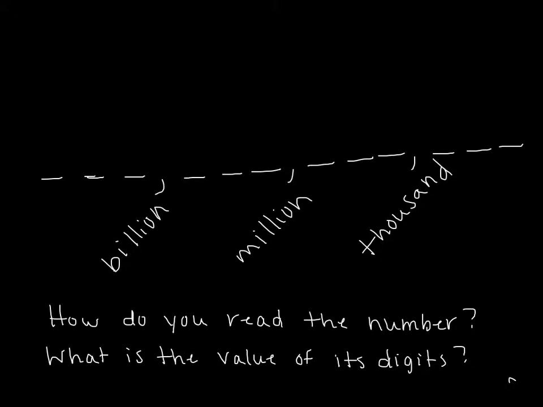So here is my first number. I'm going to put 1, 4, 4, 1, 3, 2, 3, 6, 6, 1, 0. How do we read this number? Right, this number is 14,413,236,610. How much is this very first 4 worth?